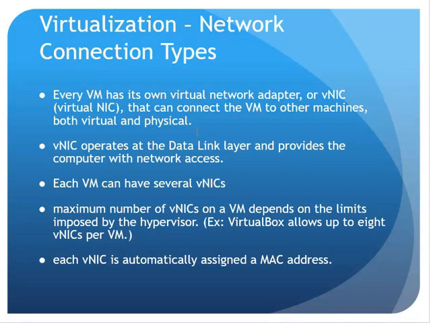The maximum number of VNICs on a virtual machine depends on the limits imposed by that hypervisor. I think once upon a time, VirtualBox had a limit of up to 8 virtual NICs per VM. So it's really up to the hypervisor how many virtual NICs you can have. So I could have a couple of virtual machines. Each one has a virtual NIC on there to identify that device, that virtual machine.